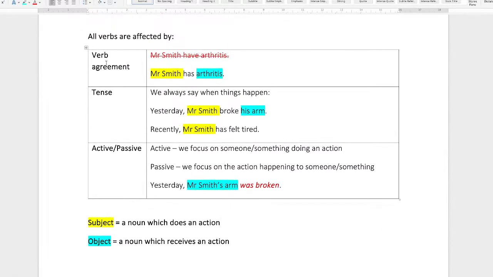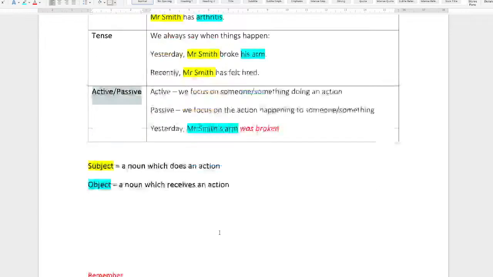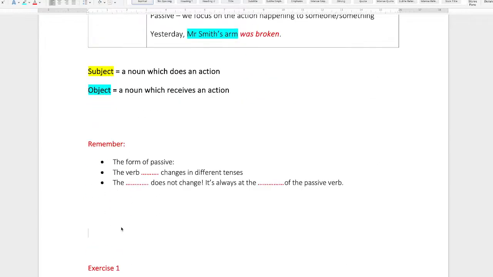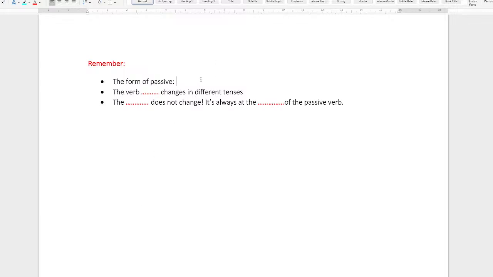All verbs are affected by these three things. We need to make sure that we understand that tense is when something happens. Active and passive is how it happens. They're not the same thing. So let's look at some important golden rules. The form of the passive is the verb to be plus the past participle.